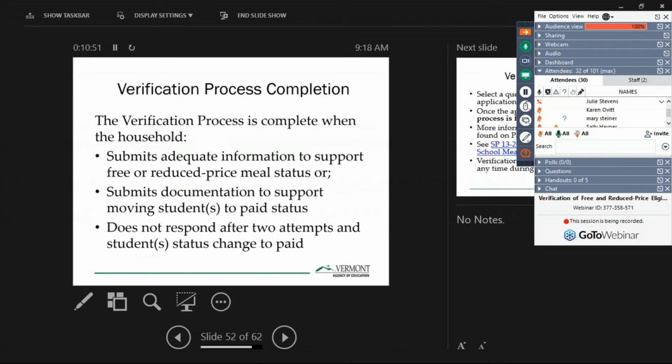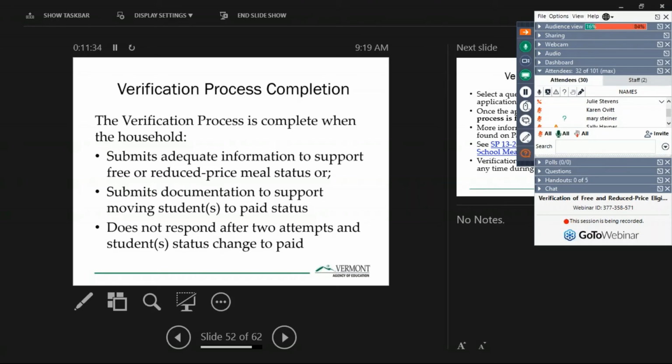The verification process is complete in basically 3 different ways. When a household submits adequate and sufficient information to support their free or reduced price meal status, so they sent in all the necessary backup documentation for all the people that were reported income or information on the application and there was no change, or the documentation that they submitted actually means that they need to change to paid status, or they don't respond after your 2 attempts and then their status changes to paid.